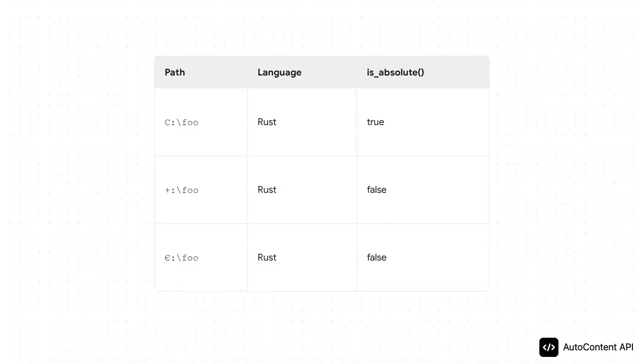Amazing! And this isn't just a funny quirk, this stuff can have real-world consequences. For example, a programmer using a modern language like Rust might check if a file path is absolute. The language's own logic correctly sees c:\foo as absolute, but it looks at our +foo and our €foo paths and says, nope, that's a relative path, even though the Windows kernel itself treats them as absolute. That mismatch is exactly how subtle, hard-to-find bugs get created.